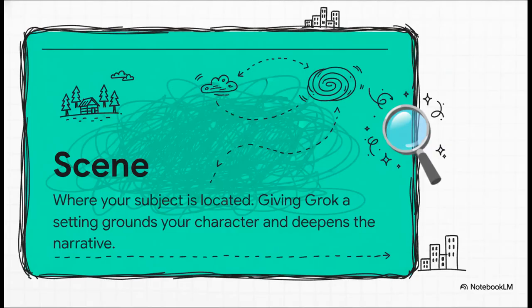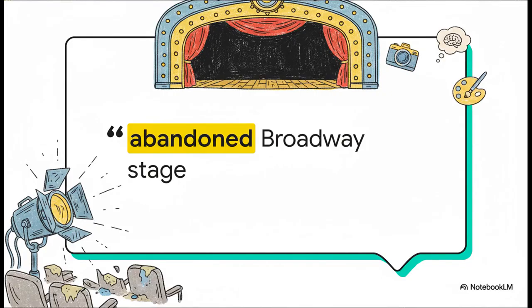Next up is the scene. Where is all of this going down? A compelling subject just floating in a white void is, well, it's a huge missed opportunity. The setting is what grounds your character and makes the whole story so much deeper. And this is a perfect example of what I'm talking about. Placing our zombie showgirl on an abandoned Broadway stage. Boom, instant story. You can just feel that powerful contrast between past glamour and present decay. The scene doesn't just contain the subject, it actually makes it better.